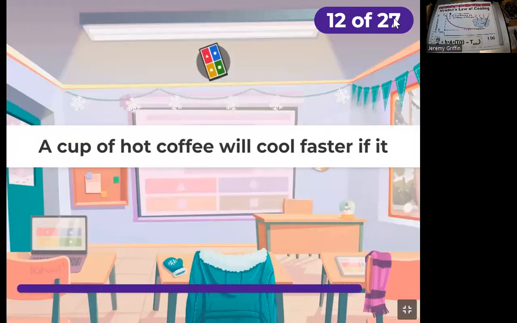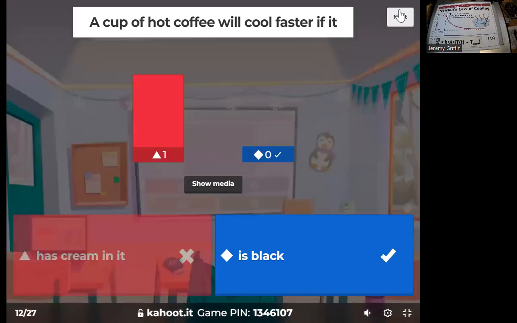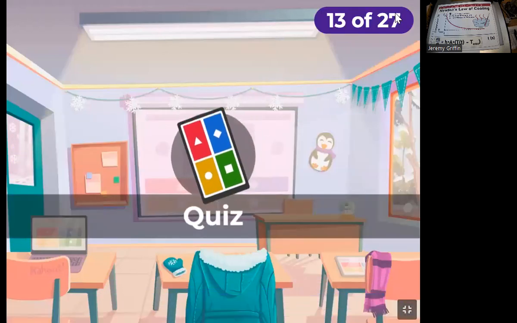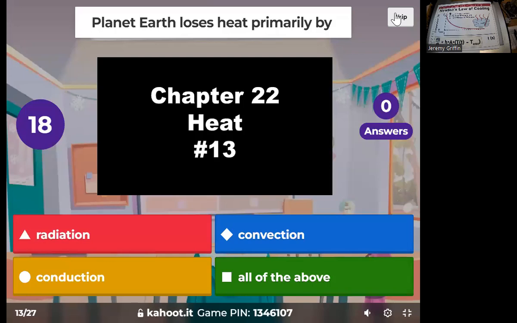A cup of hot coffee will cool faster if what? Yeah, so black coffee will cool faster. Planet Earth loses heat primarily by what?